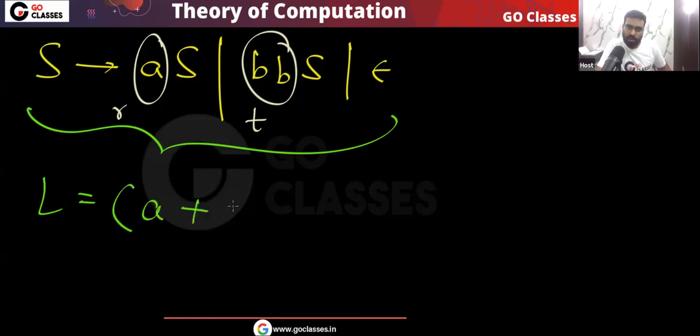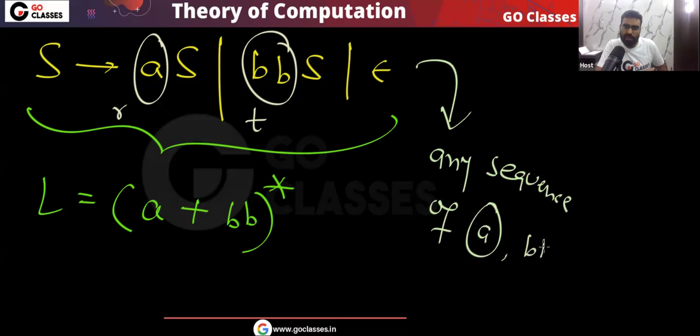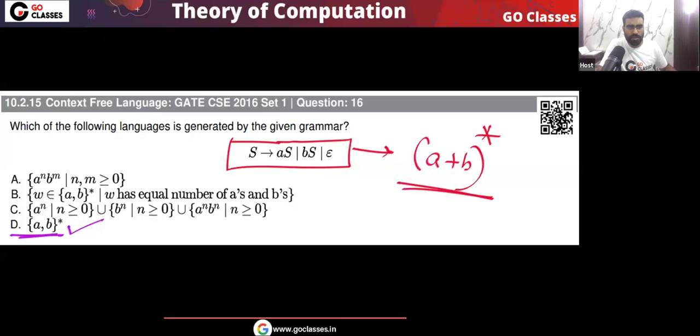So it will be (r or t) whole star, because from this grammar you can generate any sequence of a comma double b. Of course you cannot generate bab, because remember, this double b is a single atomic entity. You can consider this as a single entity, a single person. So any sequence of a comma double b you can generate. Very simple. So let's come back to this question.